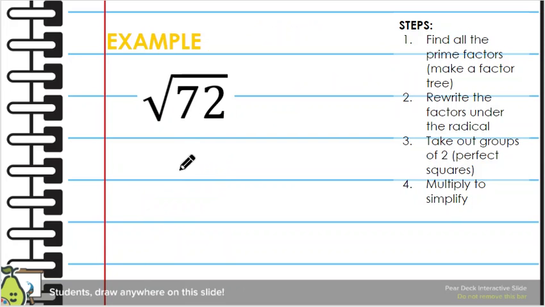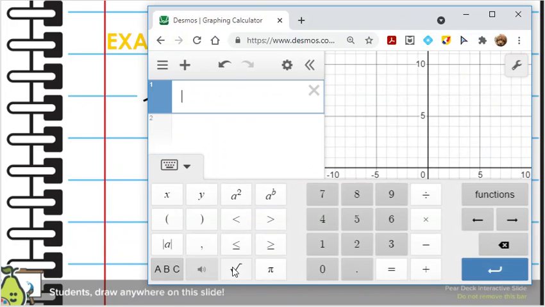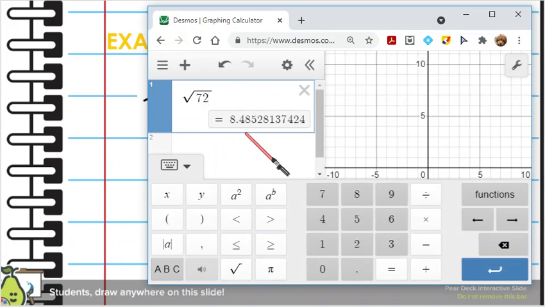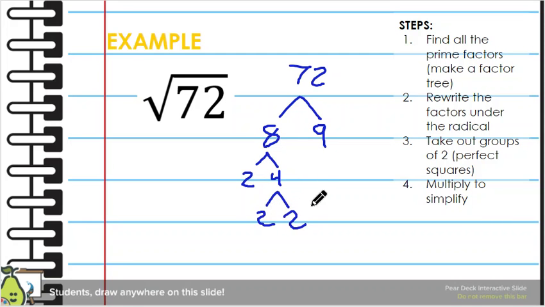All right, let's say I had the square root of 72. Let's try it first. Let me clear out my calculator and do the square root of 72 to see if it is a whole number. Nope, I get a decimal, so I have to break this down. What times what gives me 72? Well, 8 times 9 gives me 72. 8 I can break down more: 2 times 4 gives me 8. And 4 I can break down more because 2 times 2 gives me 4. 9 I can break down more because 3 times 3 gives me 9.